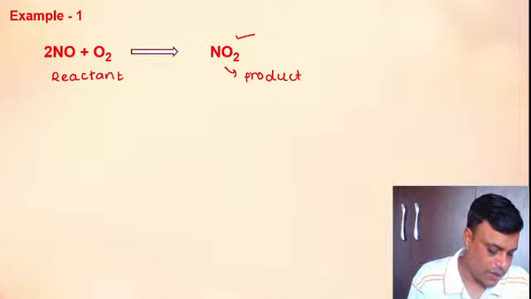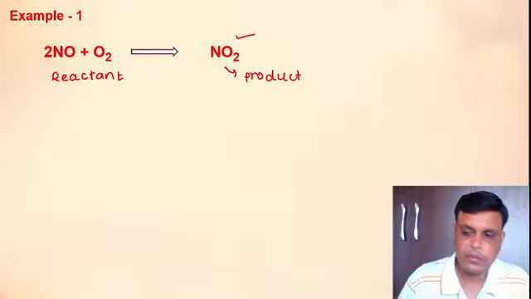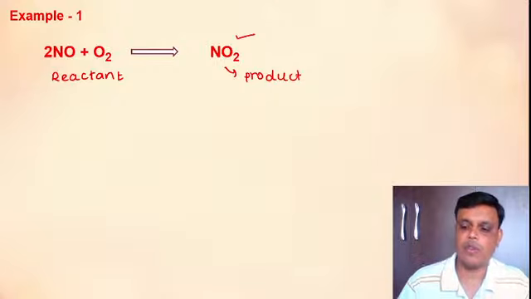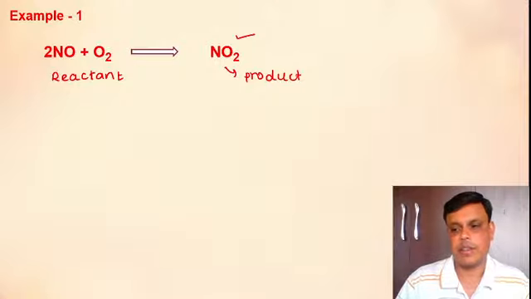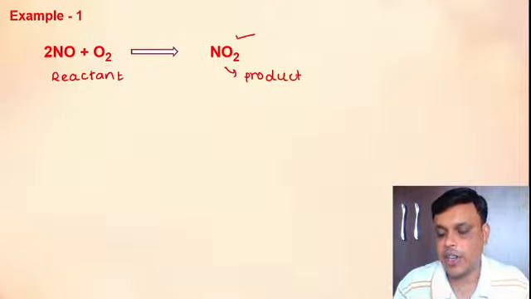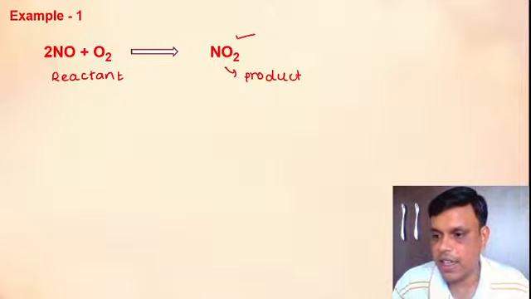What you have to do first? To find an order of reaction, what you have to do first? आप लोगों को सबसे पहले क्या करना है? Order of reaction, rate of reaction और rate equation लिखना है आप लोगों को. Correct. First write the rate equation.